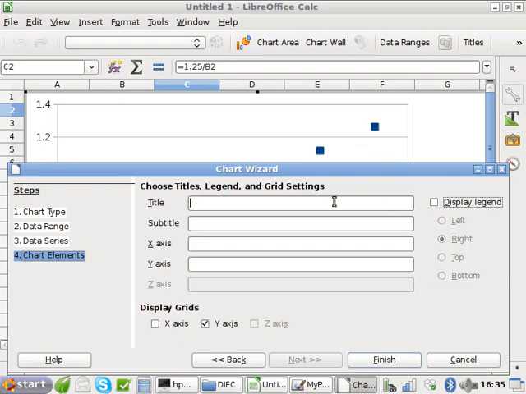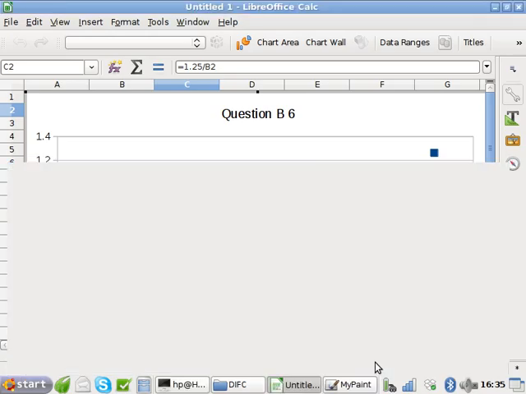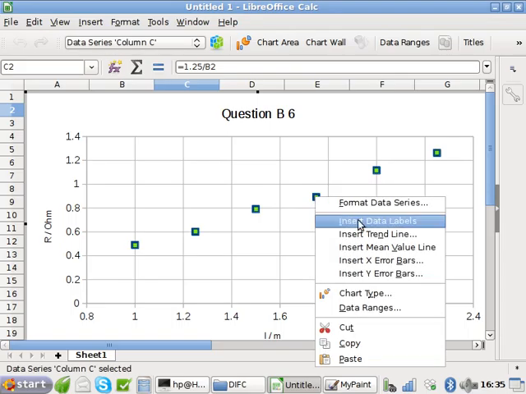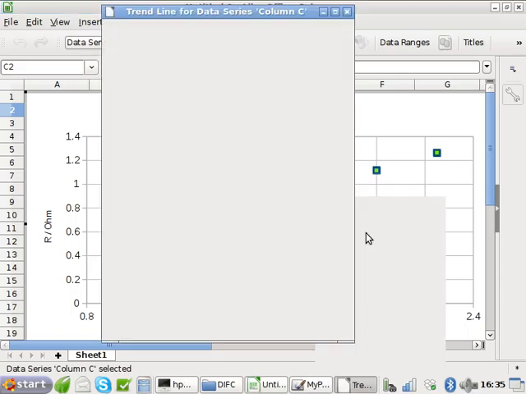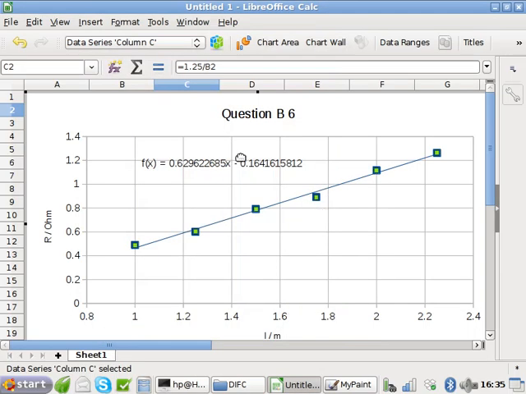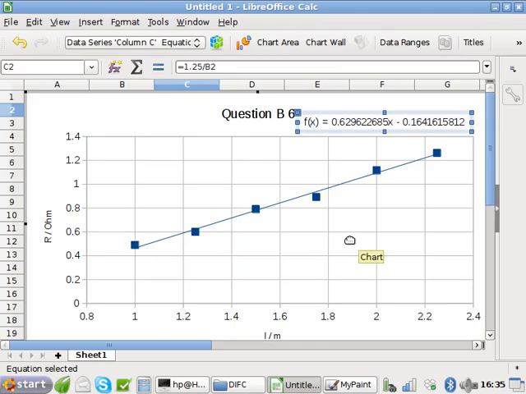This is question B6. On the x-axis is length in meters, and on the y-axis, resistance in ohms. Okay, and we'll put the line in as well, because they'll want that as well. Okay, so that answers the graph part.